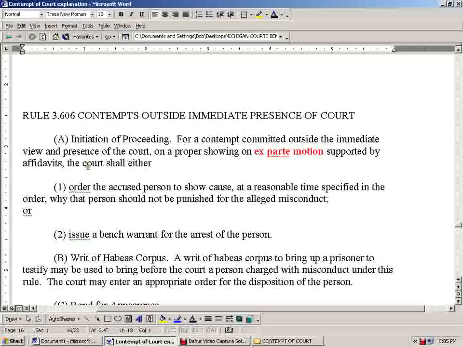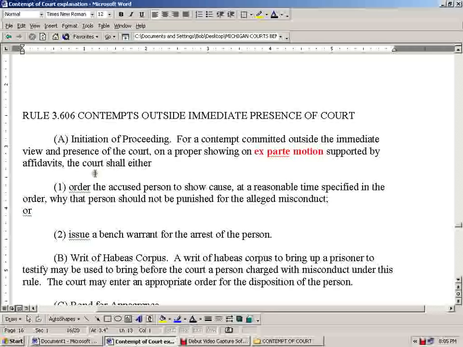The court shall either. What did it say? Ex parte motion. An ex parte motion doesn't go into the court case. You don't send a copy to the other plaintiff or to the other party. It goes to the judge through the judge's clerk, who is the court administrator. Ex parte motion, supported by affidavits. So you would do an ex parte motion and have an affidavit.